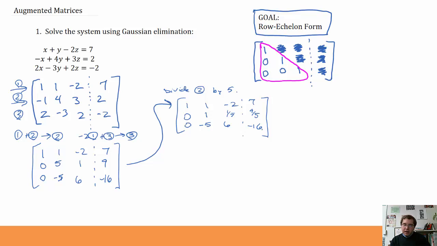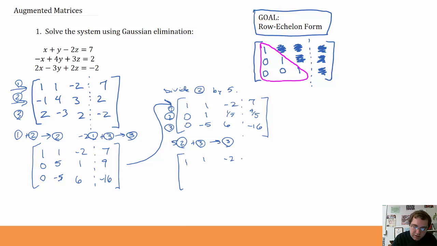But now I want that negative 5 to be a 0 as I keep working down to the right of my triangle. How do I get it to be a 0? By adding 5 to it. How do I get a 5? I'll multiply the second row by 5. So 5 times this new row 2 here plus the third row is going to replace the third row.